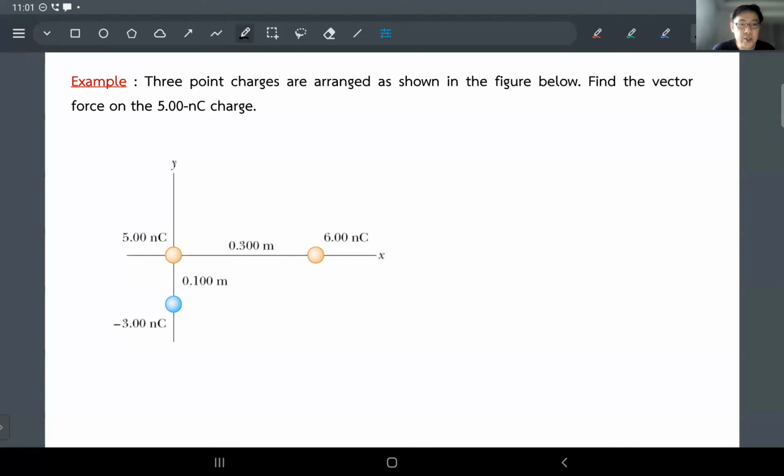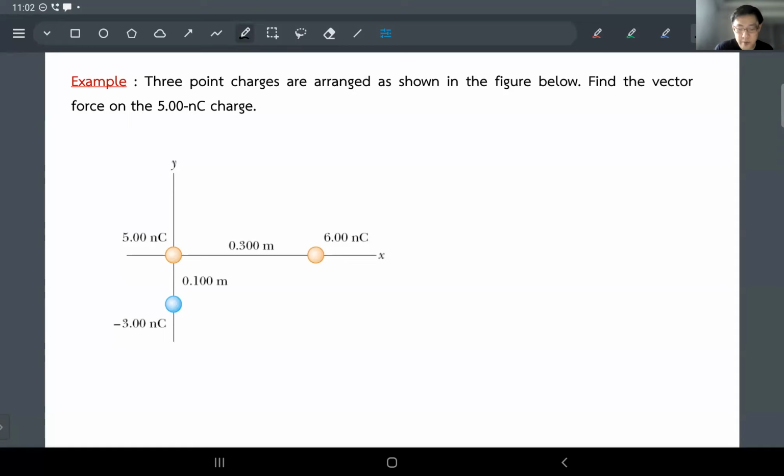Okay, so let's start with this. You have 3-point charges arranged as shown in the figure. Find the vector force on the 5 nanocoulomb charge. Okay, here we go. So I'm going to show you the route of doing the force calculation, and see how it goes.